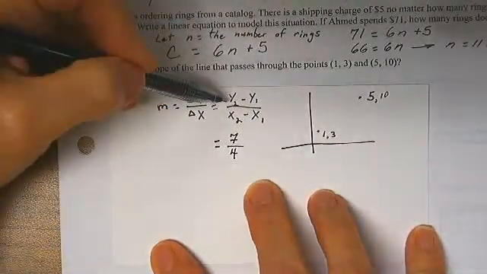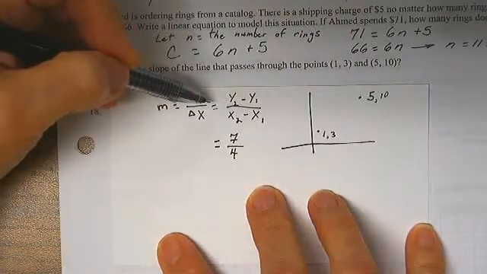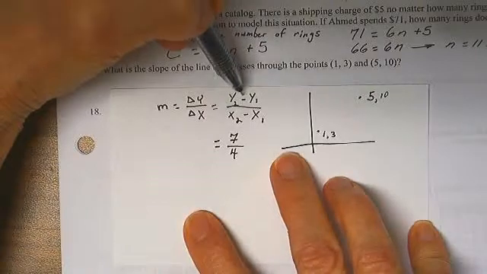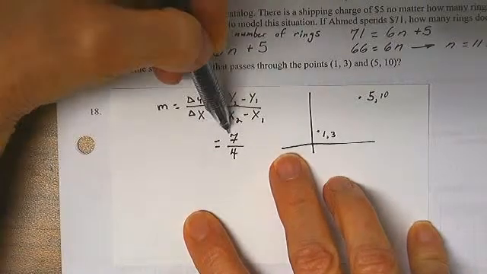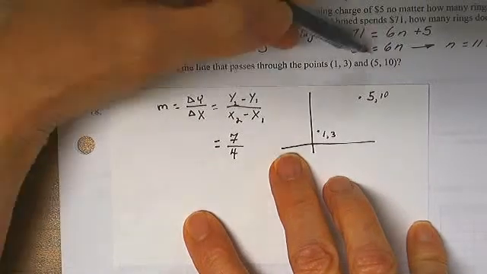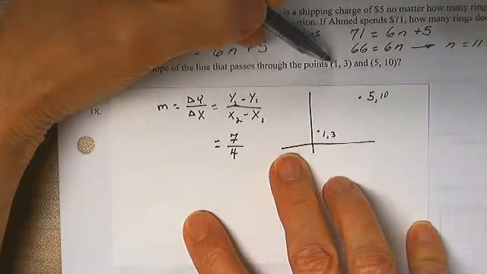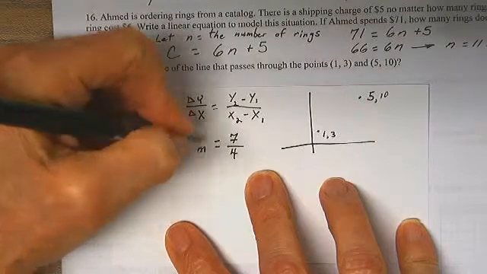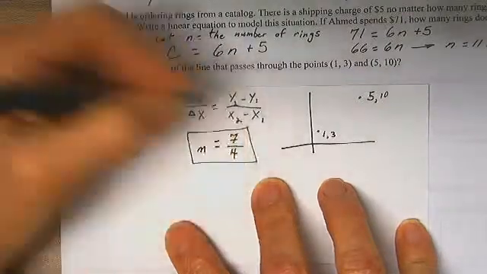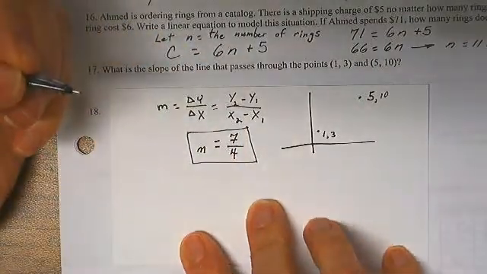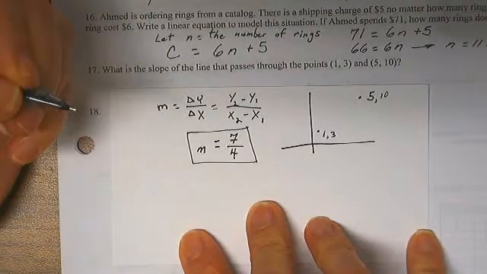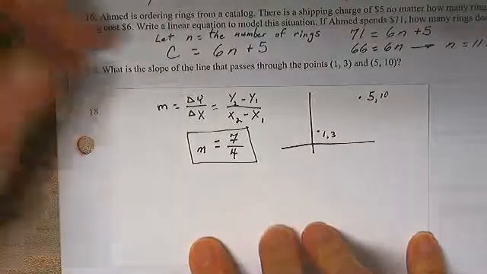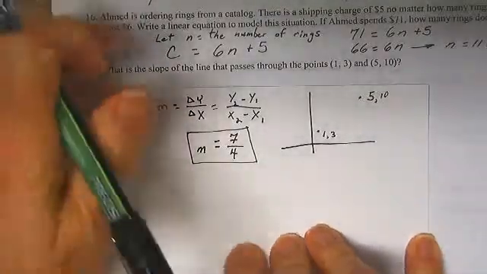If we like substituting into the formula, we have 10 minus 3, that gives us 7, divided by 5 minus 1, which gives us 4. In either case, the slope of the line is 7 over 4. Do not give your answer in decimal form. This is so much more efficient with algebra, slope, and graphing.